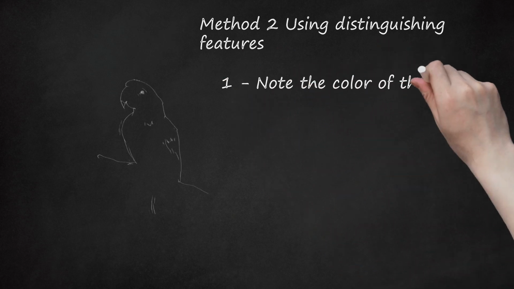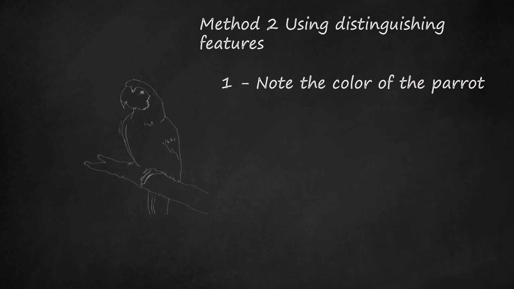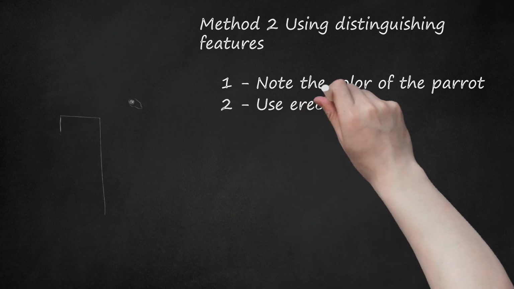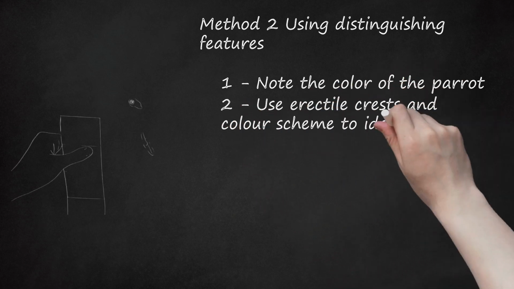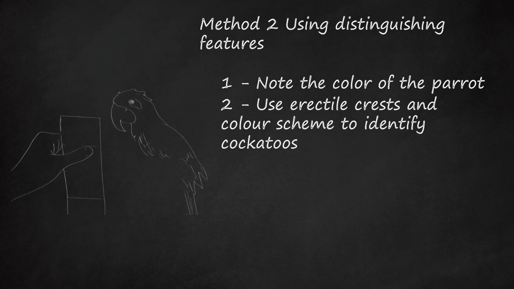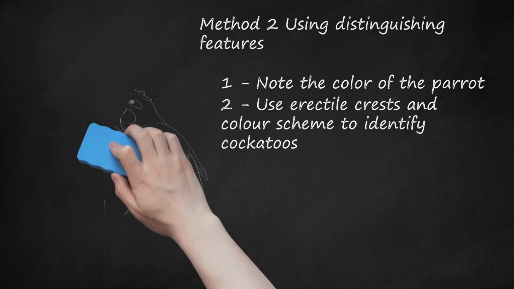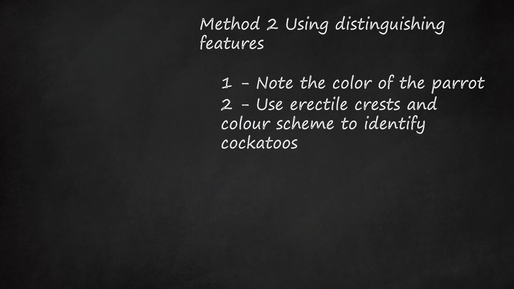1. Note the color of the parrot. If the parrot is mainly blue, it can only belong to the macaw or lorikeet families. This excludes color mutations. Other colors may help you to identify other species or types of parrots. 2. Use erectile crests and color scheme to identify cockatoos. Due to the structure of these birds' feathers, they can only produce white, yellow, pink, red, or black colors. They also have specialized beaks, but this is not easily observed. Most have a short tail, but the cockatiel almost resembles a parakeet.